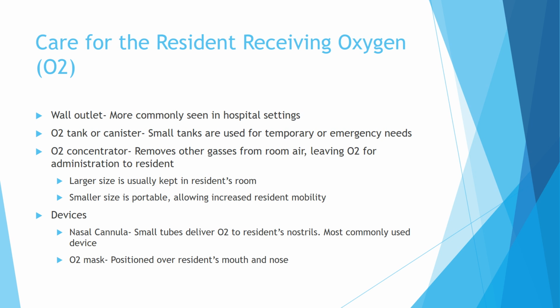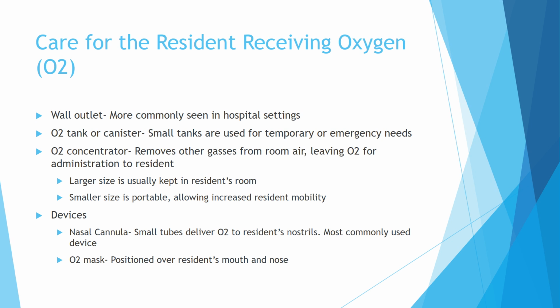building or the facility. An oxygen concentrator removes other gases from the room air, leaving the oxygen for administration to the patient. So it sucks in all the air out of the atmosphere, but it filters it, and the only thing then the resident receives would be just oxygen. It gets rid of the carbon dioxide, nitrogen, all the other excess gases in the environment. It's larger in size, so it's usually kept in the resident's room. The smaller size is portable, allowing increased resident mobility.